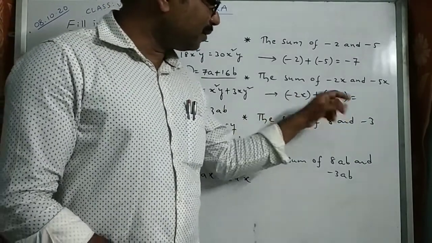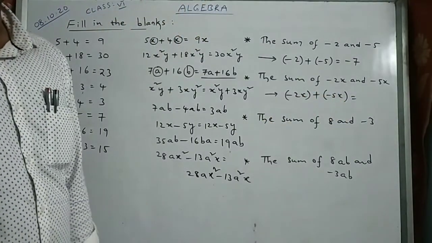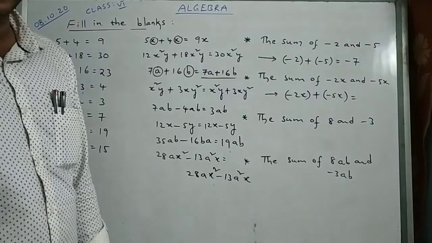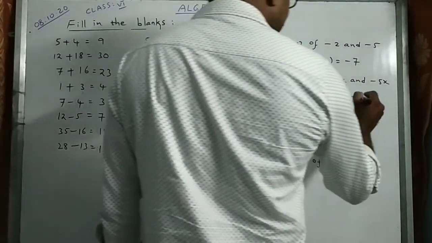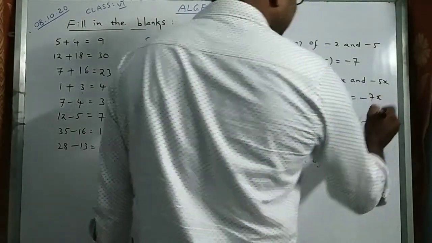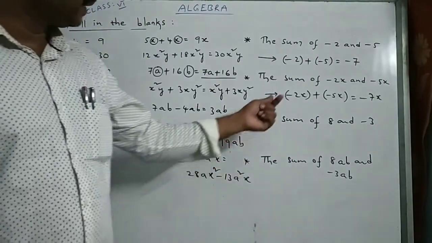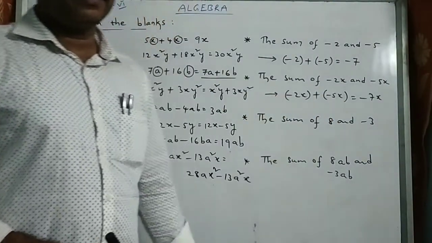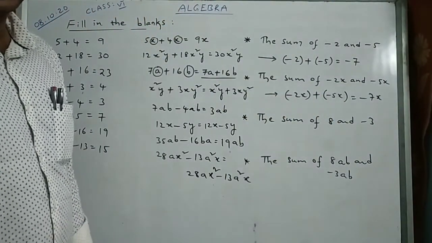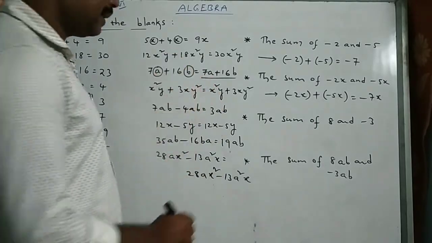Minus 2x minus 5x can be simplified since they are like terms. So this can be minus 7x. Why? Because both are negative. So whenever we add, we have to write the same symbol.